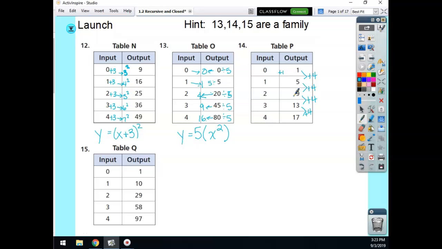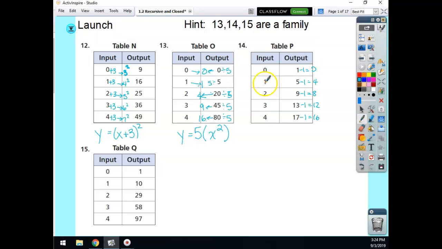So it kind of looks to me like we're going to have to add 1 every time to get our new output. So what happens if we subtract a 1? 5 minus 1 is 4, 9 minus 1 is 8, 13 minus 1 is 12, 17 minus 1 is 16. So 1 minus 1 is 0.